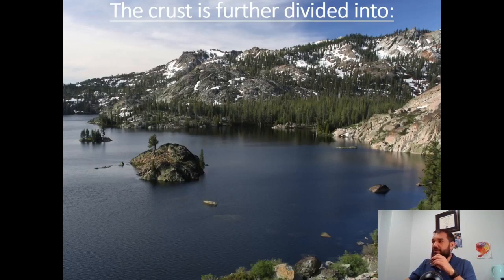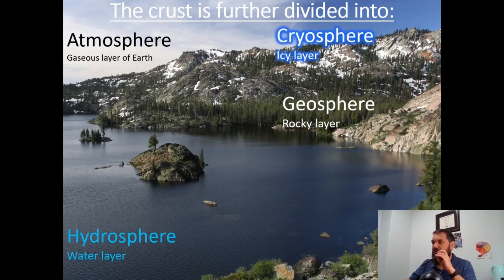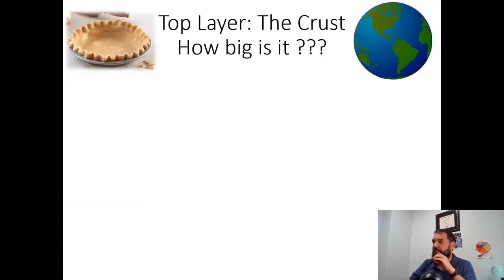So here's your beautiful crust, right? The place where you live. We kind of divide the crust up into the atmosphere. That's the gaseous part. The geosphere, that's the rocky part. The hydrosphere, that's the liquid water part. And of course the cryosphere, which, cryo means ice. So that's the ice and glacier part, right?